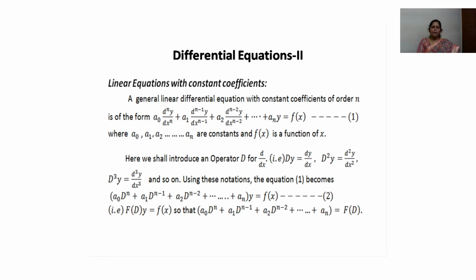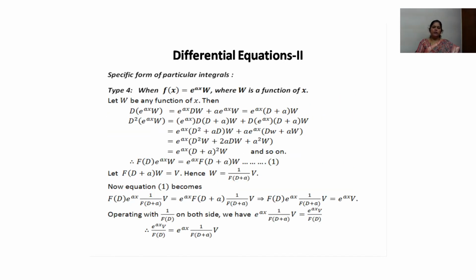Here we consider the operator capital D as d by dx. So Dy is equal to dy by dx, D square y is equal to d square y by dx square, and so on. So from equation 1, we know how to write f of D into y is equal to f of x. With that, we are going to simplify the problem with a specific form of f of x equal to e to the power ax into w. Here w is a function of x.